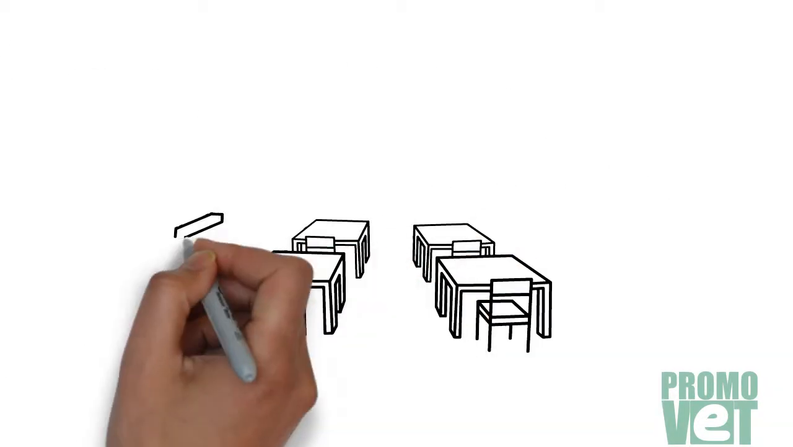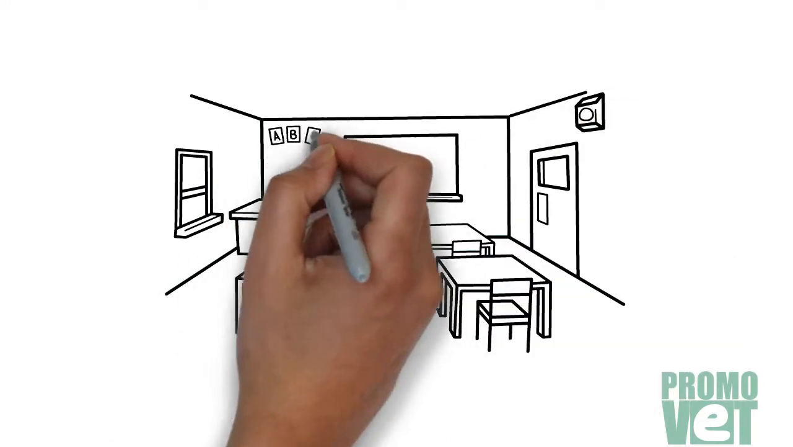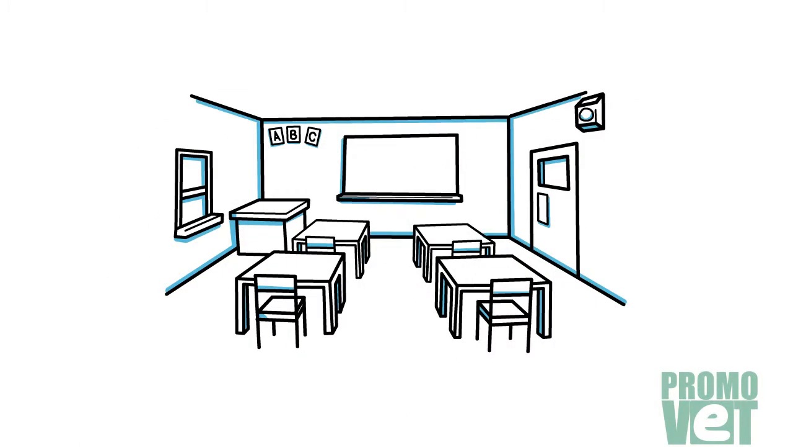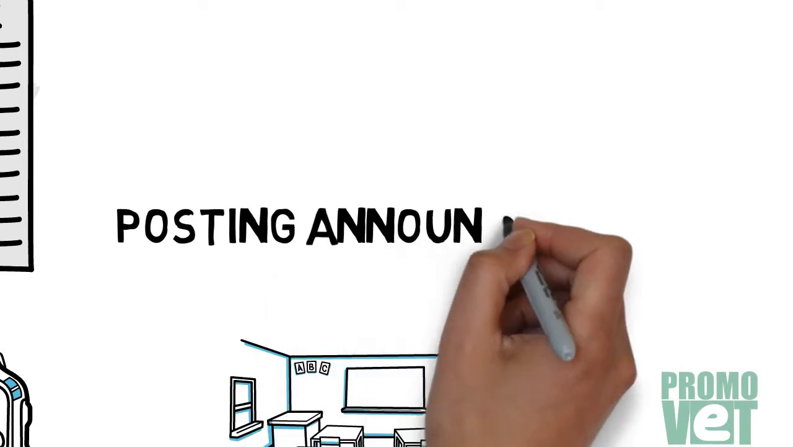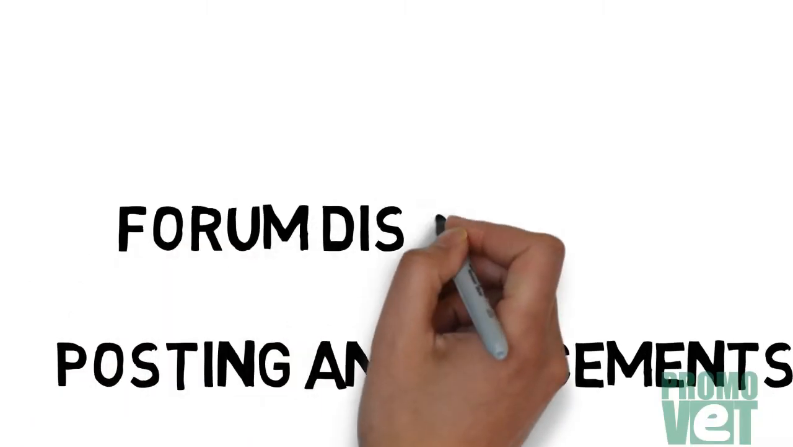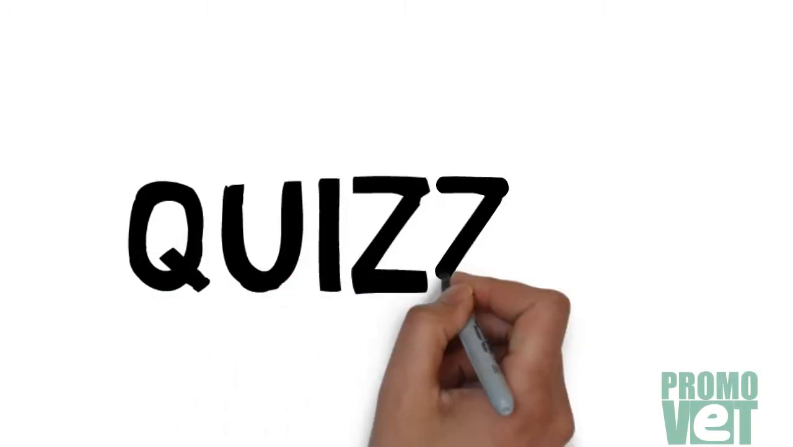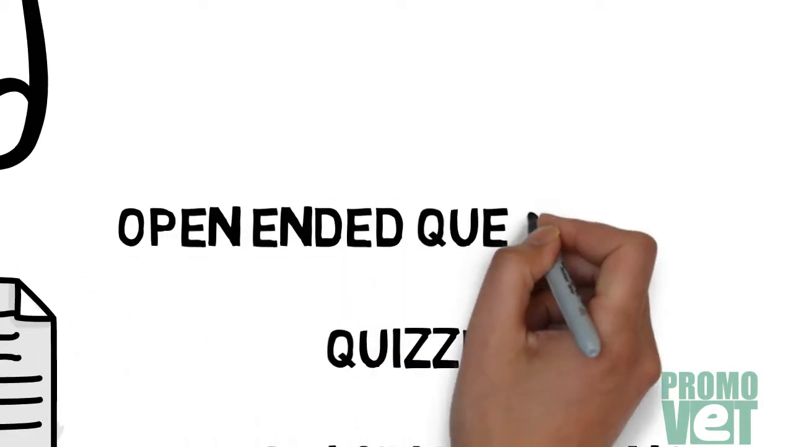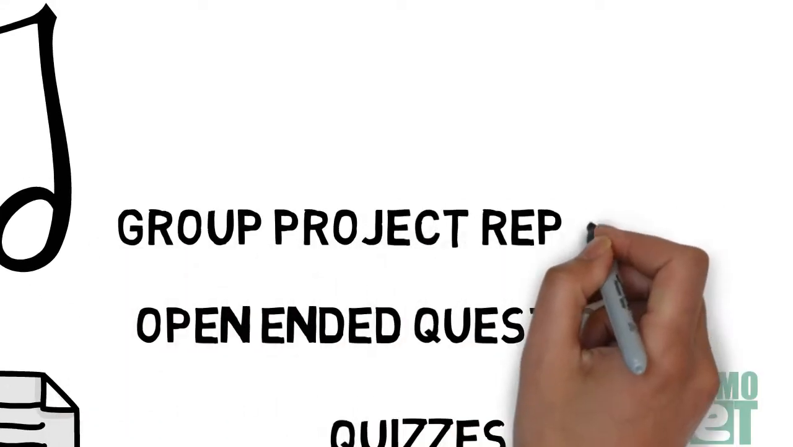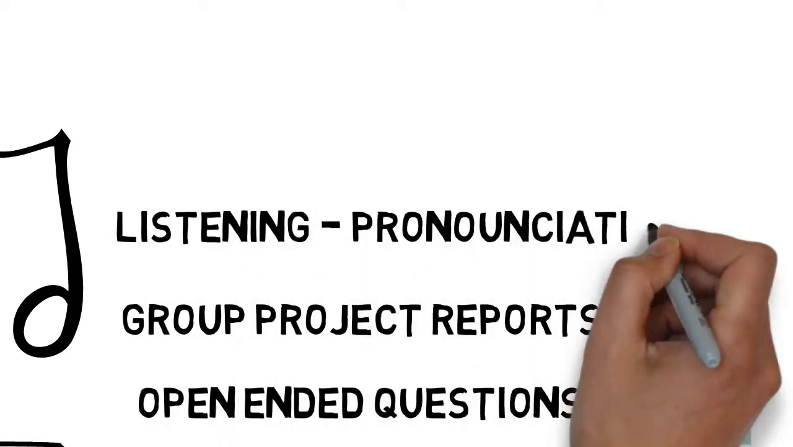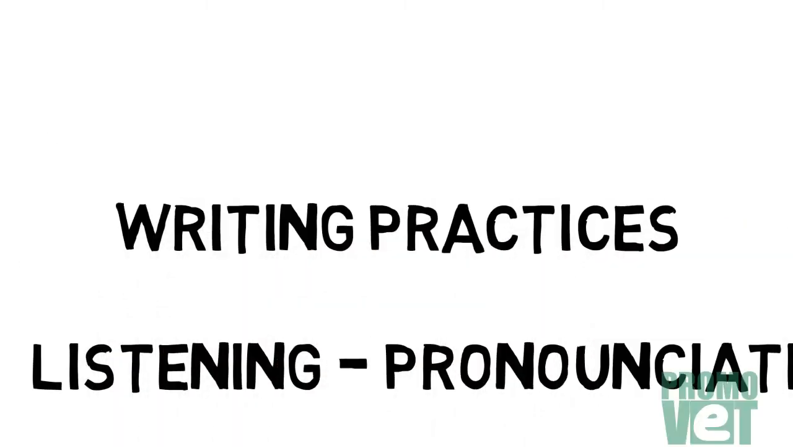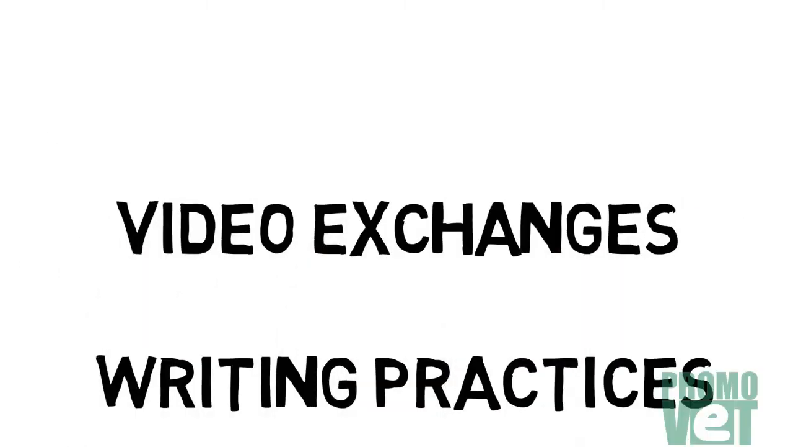Telegram can be used effectively to enhance the traditional classroom environment by providing basic functionalities for continuous student involvement, such as posting announcements, forum discussions, quizzes, open-ended questions, group project reports, listening, pronunciation and writing practices, audio and video exchanges, feedback forms, and problem solving.